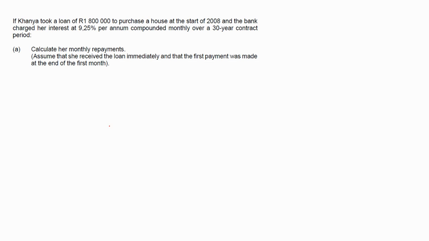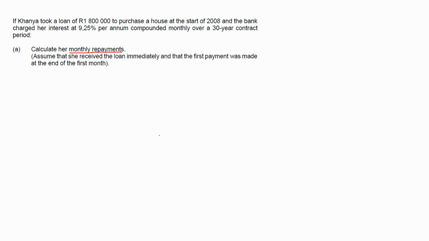Right, let's do question 3A together. If Kanye took a loan of 1,800,000 to purchase a house at the start of 2008 and the bank charged her interest at 9.25% per annum compounded monthly over a 30-year contract period, calculate her monthly repayments.